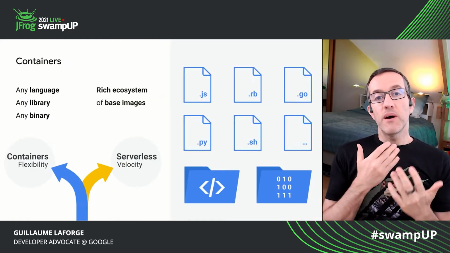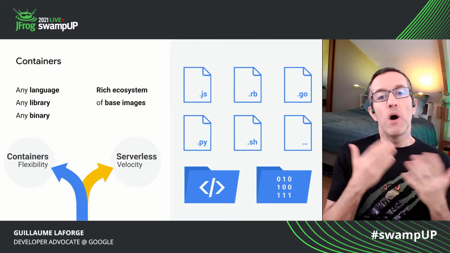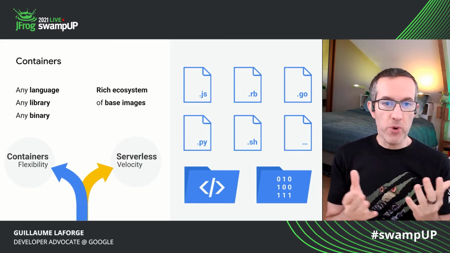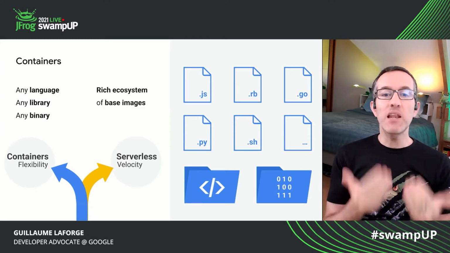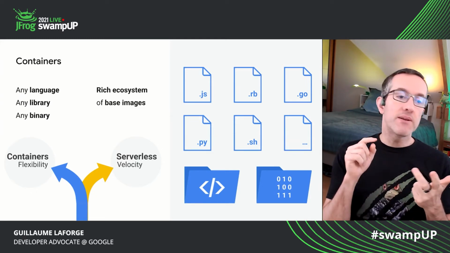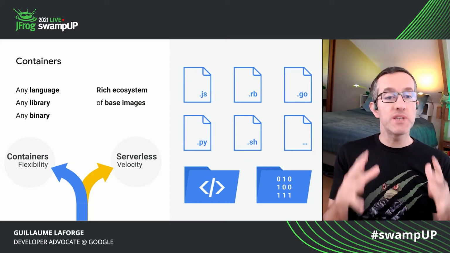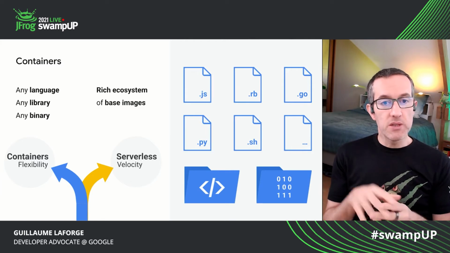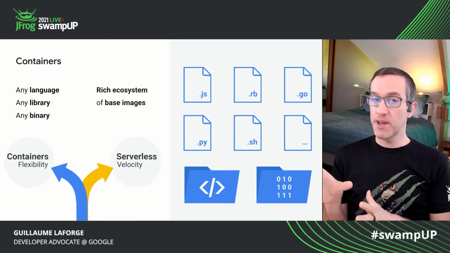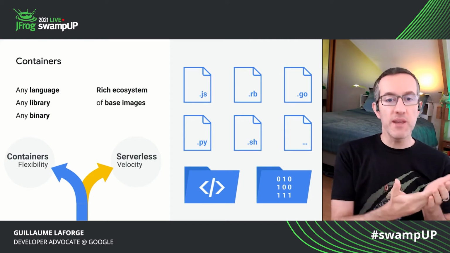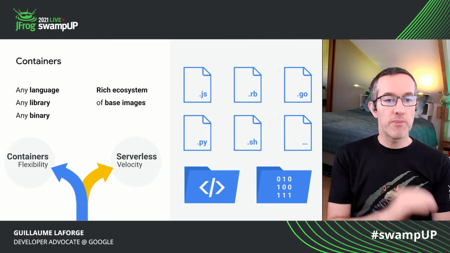With Cloud Run, as I said, you're not limited in using particular languages or stacks or frameworks. With containers, you can use any language, any library, dependency, any binary, and take advantage of the rich ecosystem of base images. So on Cloud Run, you get the flexibility of containers, but at the same time, you get all the benefits and the velocity of serverless compute platforms.